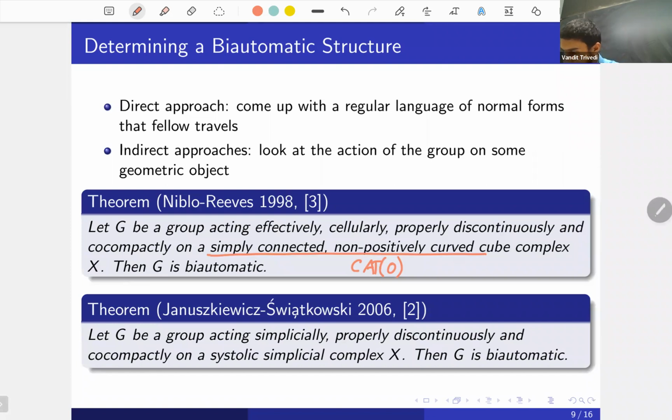So before we go further, I just wanted to compare a few things between these theorems. We have a few properties of the group action that correspond. Cellular means that the action sends vertices to vertices, edges to edges, squares to squares, and so on. Simplicial means that the action sends vertices to vertices, edges to edges, triangles to triangles, and so on. We also have co-compact in both, as well as properly discontinuously. Co-compact just means that the quotient space X by G is compact.